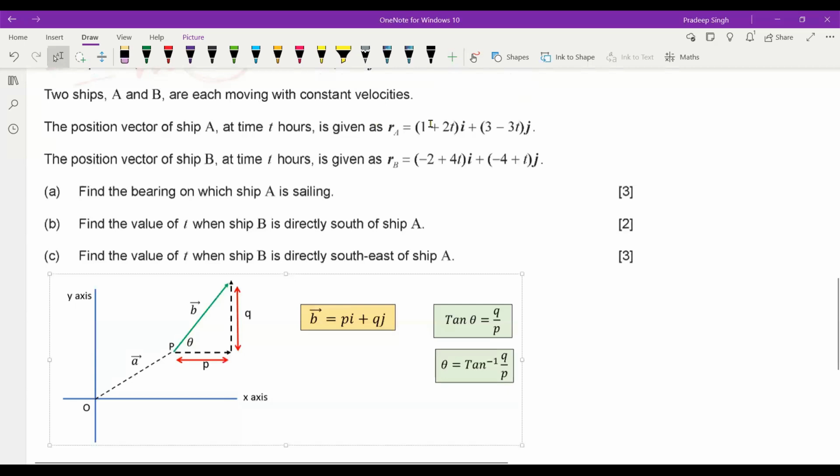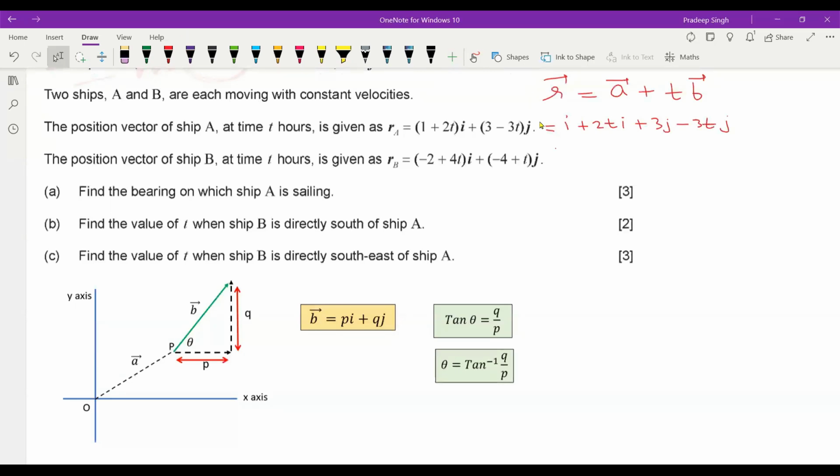Let us see the equation. R A is (1 plus 2t)i plus (3 minus 3t)j. Now remember, the basic equation is written like R equals A vector plus t times B vector. So we have to make sure that our expression is in this form. So the R vector can be written as, if I expand the bracket, i plus 2ti plus 3j minus 3tj. And then the i and 3j, we will club them in one. So we will write i plus 3j.